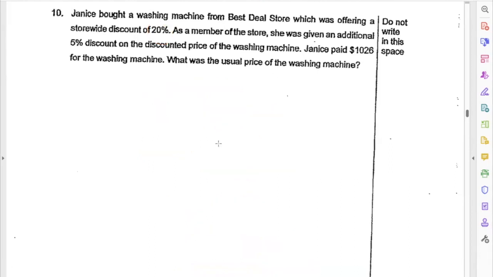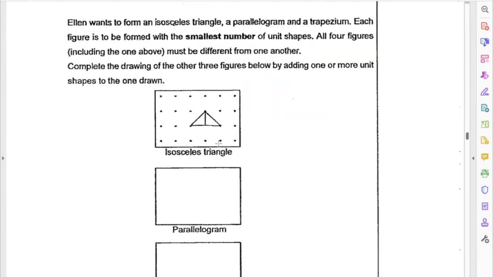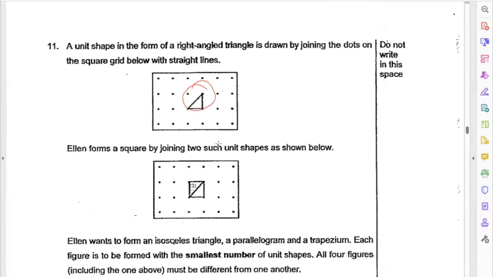Question 11. So when I look at question 11, I think something is missing here. There should be dots like this: 1, 2, 3, 4. 1, 2, 3, 4. 1, 2, 3, 4. But since there aren't, this is not important. What we need to do is to draw triangles to form the shapes required by the question.